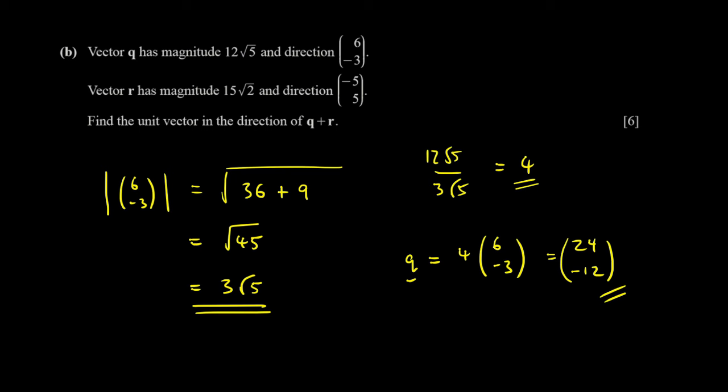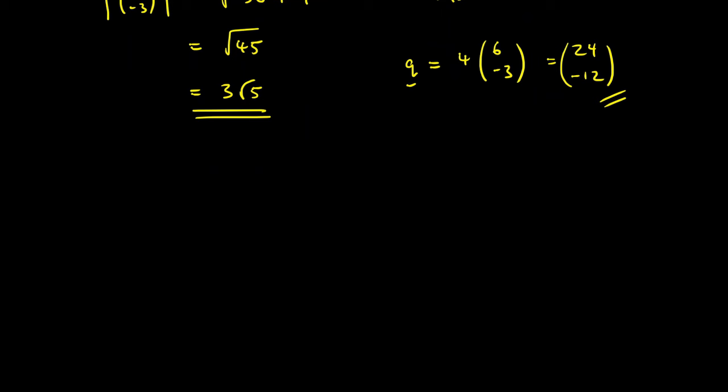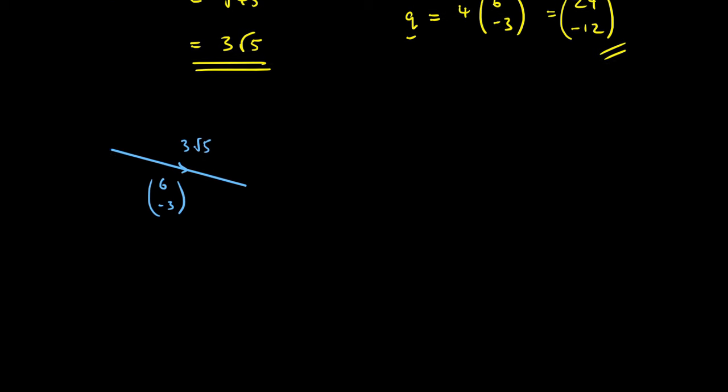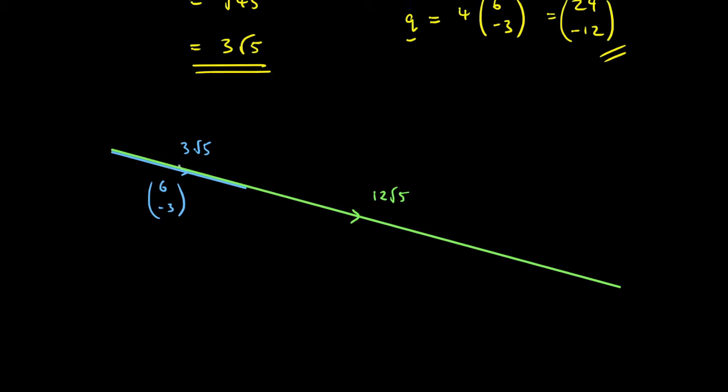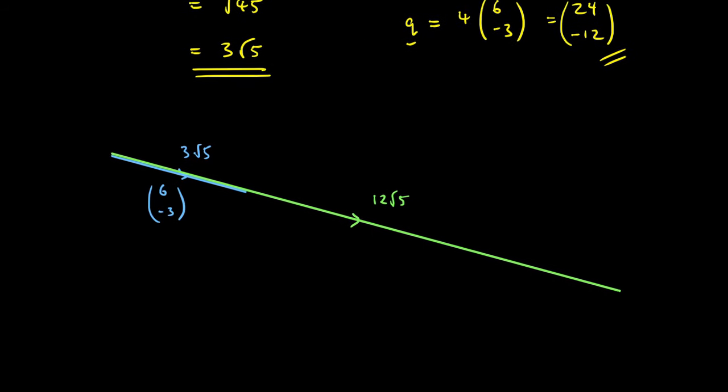So if you're unsure what I've meant by that, effectively what we're saying is, imagine we've got this vector here. This is the vector (6, -3). And what we've just found out is that that's got a length of 3 root 5. What we need is a vector that is 4 times bigger than that. I need a vector that's still in the same direction, but 4 times bigger, that guy. And that guy is going to have a length of 12 root 5. And that would be our vector Q.